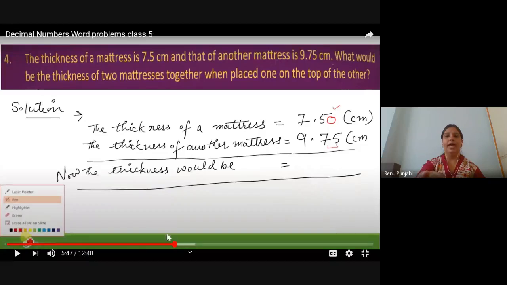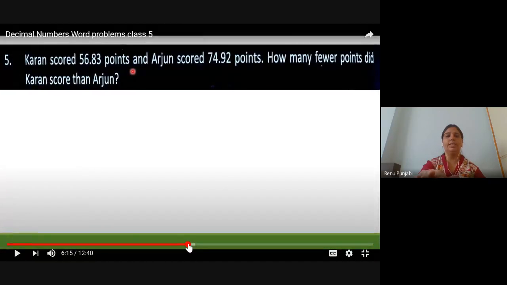Okay. Now, let me explain first. Karan scored 56.83 points and Arjun scored 74.92 points. How many fewer points did Karan score than Arjun? What are you going to do in this case? Subtraction, because here we are comparing.